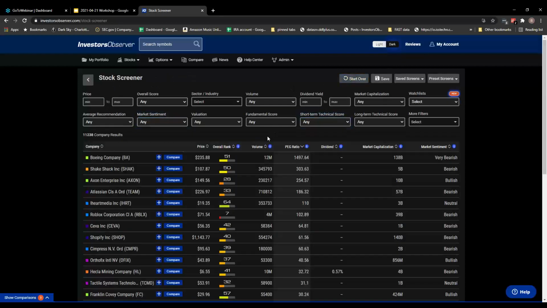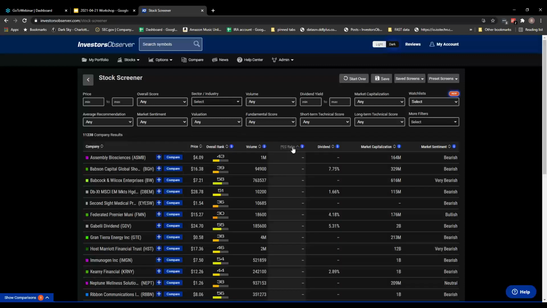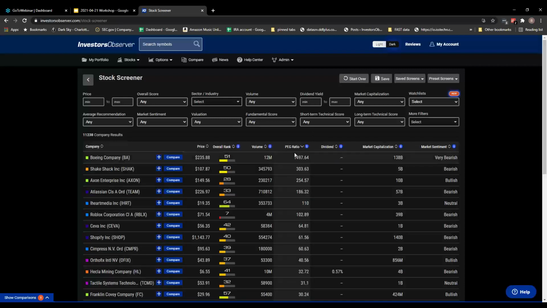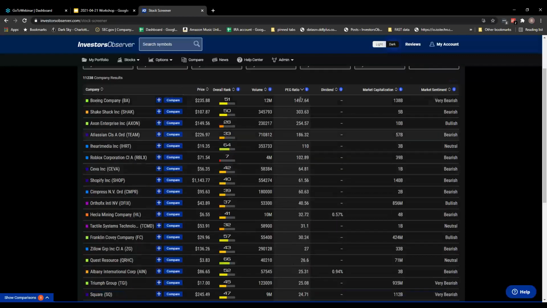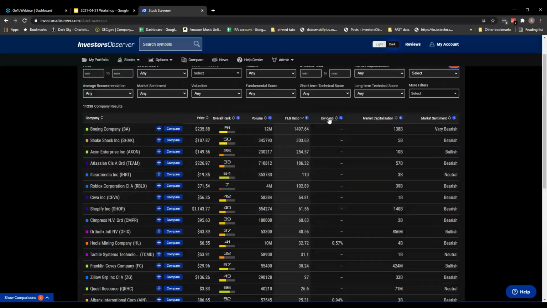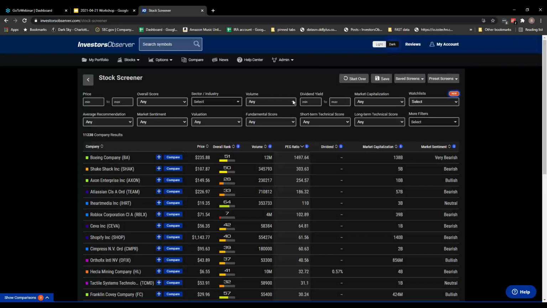So PEG ratio is a price to earnings ratio divided by a growth rate, where something around 1 is generally considered to be fair value. So no PEG ratio typically means the company either doesn't have positive earnings or there's something else going wrong with the data, and so you can't do it. Okay, so Boeing's kind of a weird case, but yeah, some of these, right? So a very high PEG ratio is going to be something that is probably not a good value.